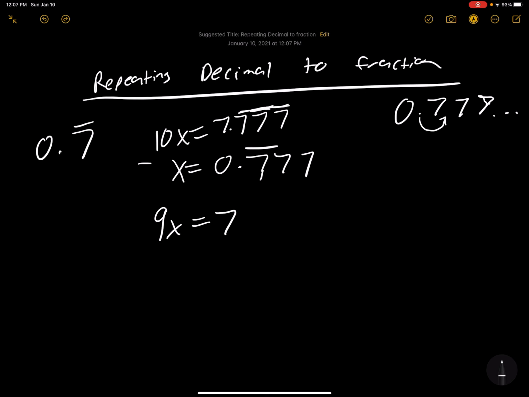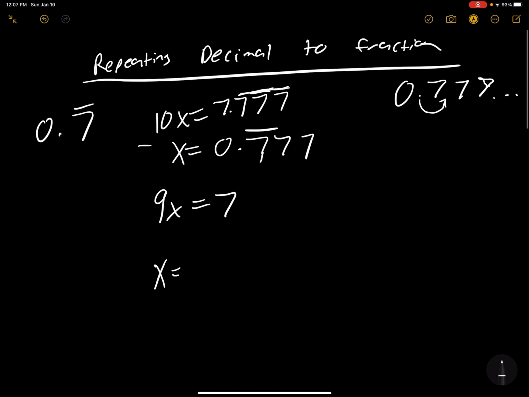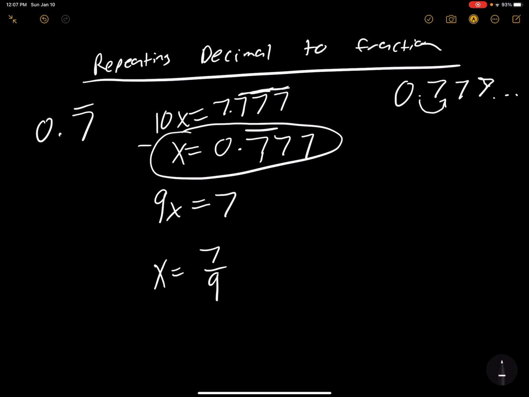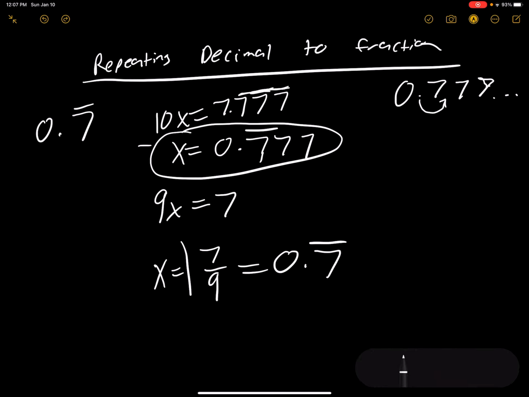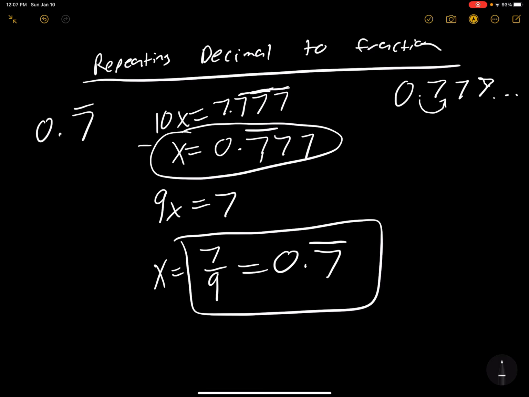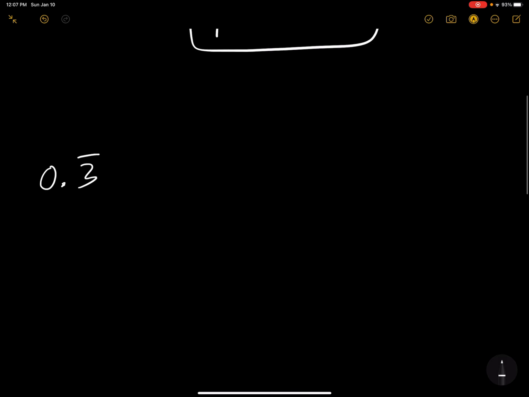And now if I divide by 9, I get x equals 7/9. And x was equal to 0.7 repeating. So x is equal to 7/9, which is equal to 0.7 repeating. And we see that we have successfully done our conversion. We had to use the world of algebra to do our conversion here. And this is the trick. This is the only trick. You'll see it doesn't get much different.